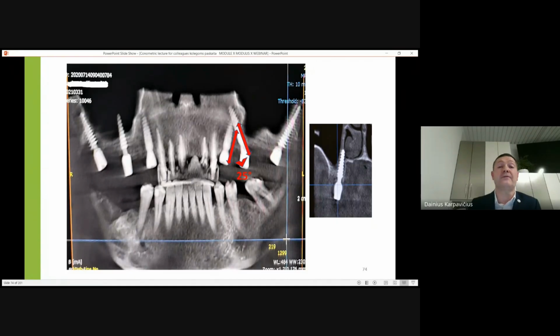And here you can find again implant placement. Here on the left side, on the second quarter, we have the sinus, and we try to bypass the sinus, and the angulation between our first and second implants we found is less than 25 degrees. So we decided to use more rigid fixation.